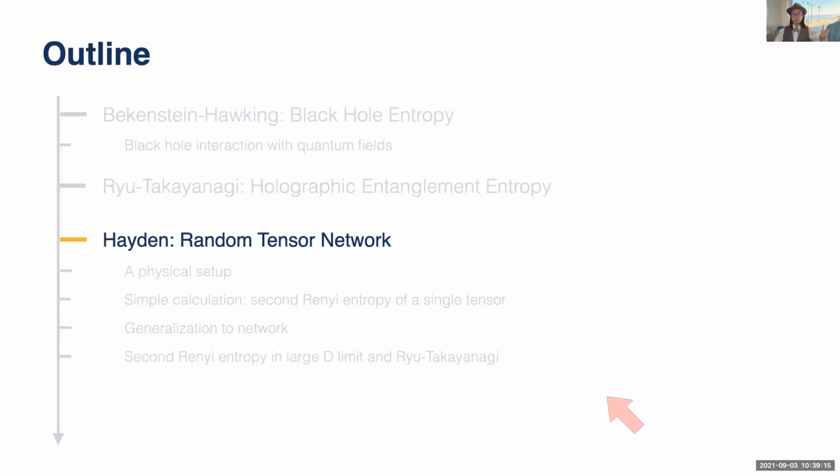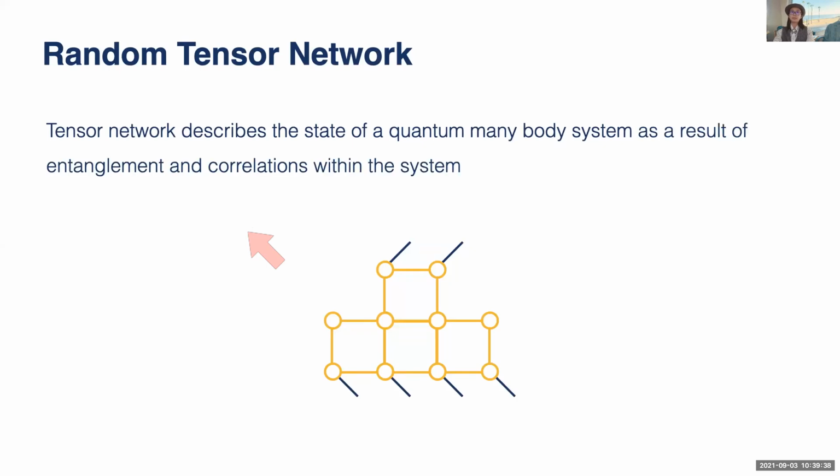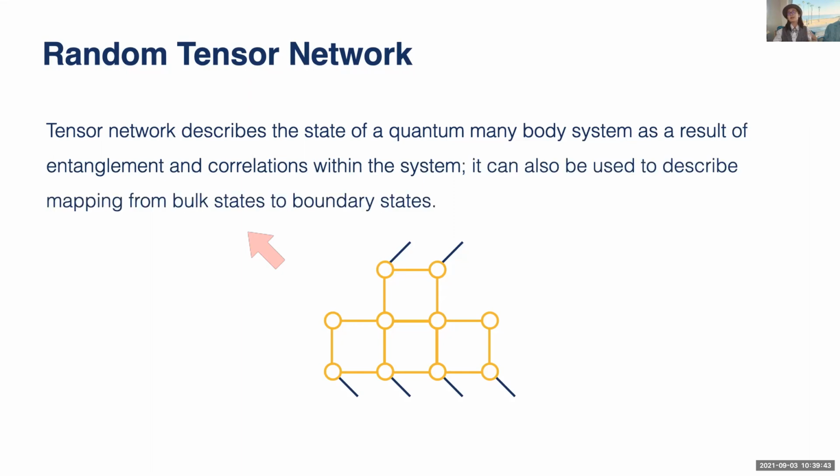Next, we'll switch gears to talk about random tensor networks a little bit. An example of a random tensor network is this kind of diagram, this kind of graph, where we have vertices and connected links and some dangling legs. The tensor network describes the state of a quantum many-body system as a result of entanglement and correlations within the system. It can also be used to describe a mapping from bulk state to boundary state, which already makes it some kind of holographic code.